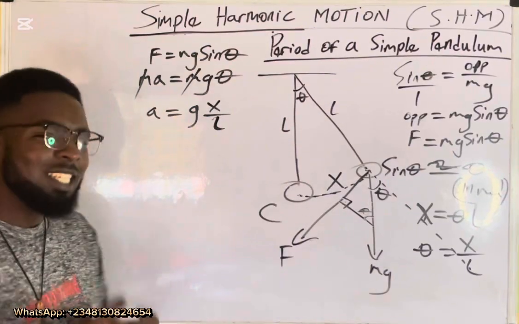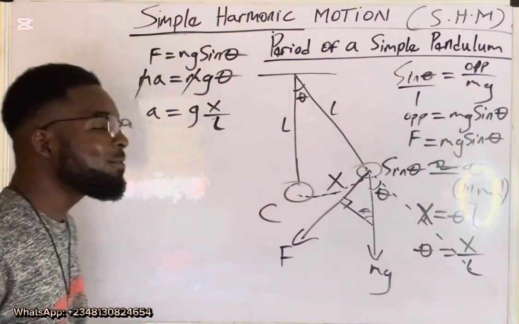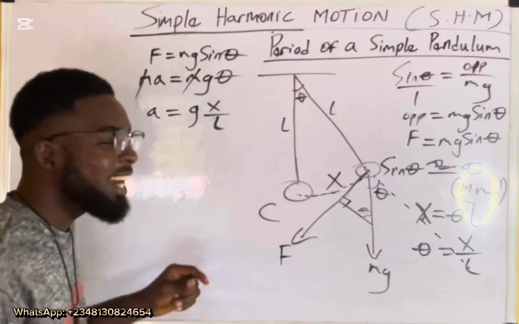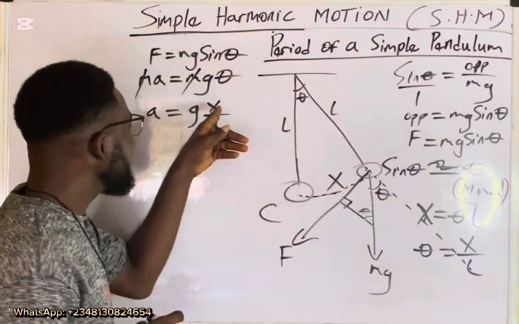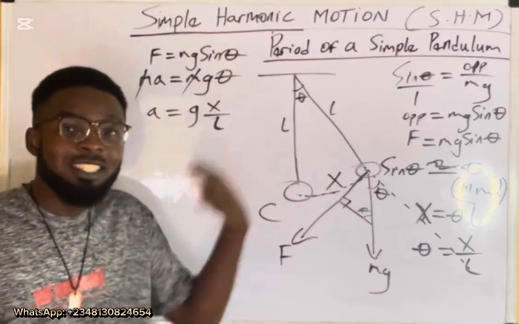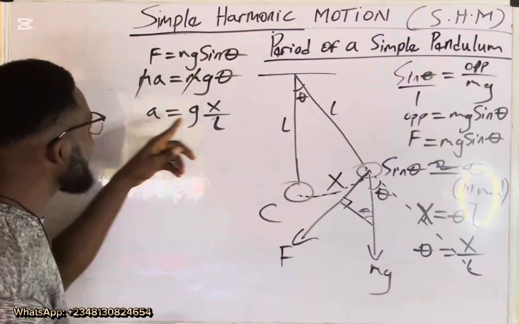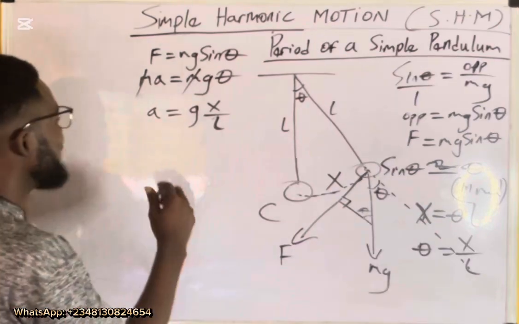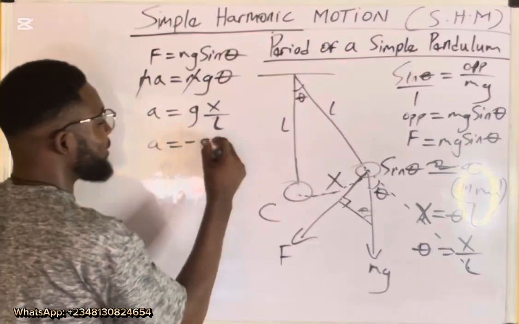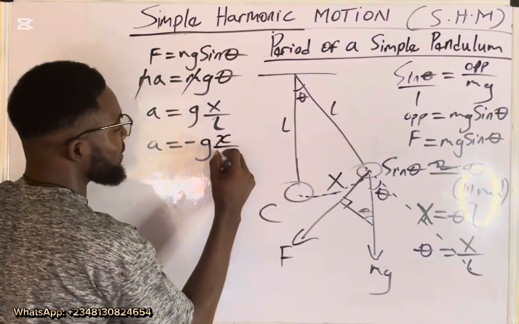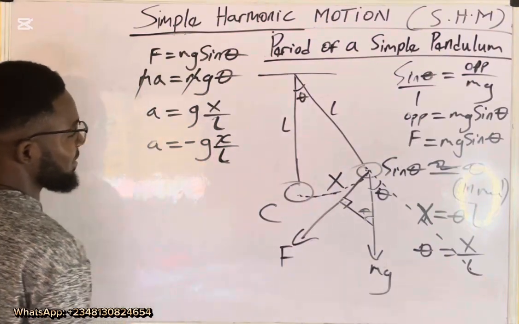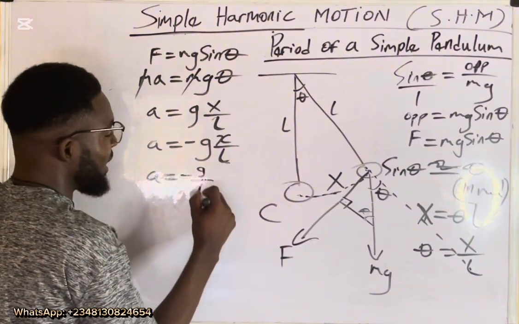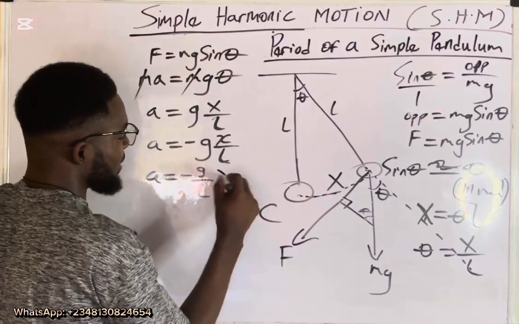Mind you, from what we did last time, we deduced that for a body to execute simple harmonic motion, the acceleration is directly proportional to the distance. This x stands for the distance or the displacement. And this acceleration and distance are opposite each other. The acceleration is directed towards the center of motion. Therefore, a is equal to minus g times x over length. I can also say that a is equal to minus g over length, then x.